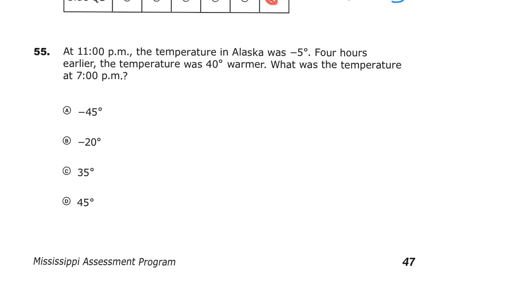At 11 p.m., the temperature in Alaska was -5 degrees. 4 hours earlier, the temperature was 40 degrees warmer. What was the temperature at 7 p.m.? Isn't it 35? How are we going to find 35, Keelan? So what I did is I just added 40 to -5 and got 35. Yeah, that's right. The -5, 40 degrees warmer, and you got 35 degrees.